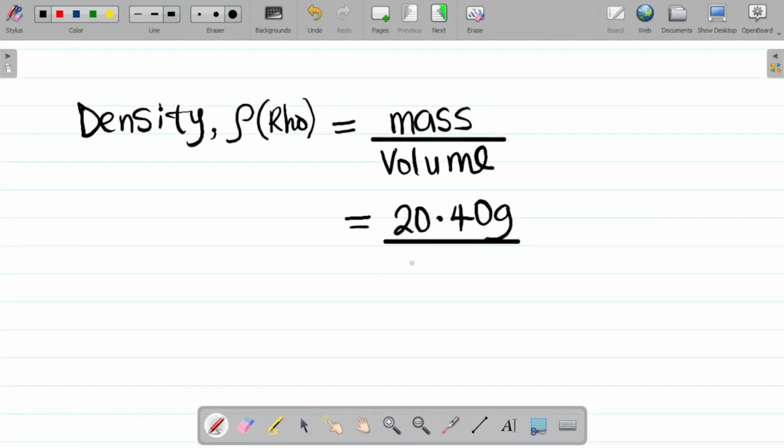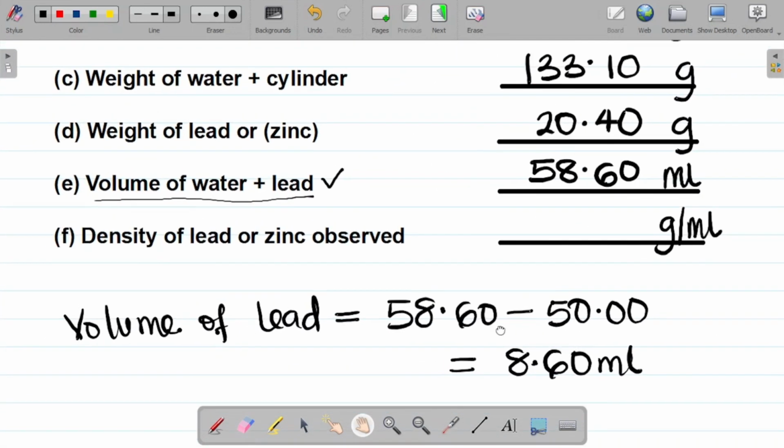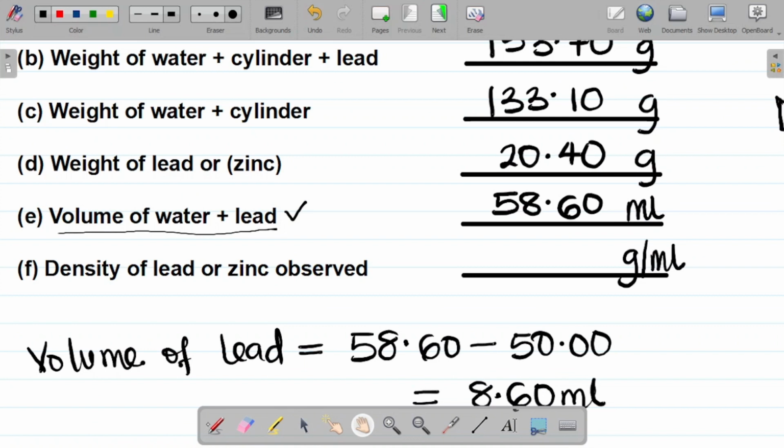So divide this by 8.60 milliliter, and that's equal to, let me use my calculator. I have 20.40 divided by 8.60. What do I have there? That's about 2.37 in two decimal places, gram per milliliter. So I have 2.37 as my answer. Hence the density of lead or zinc observed is 2.37.